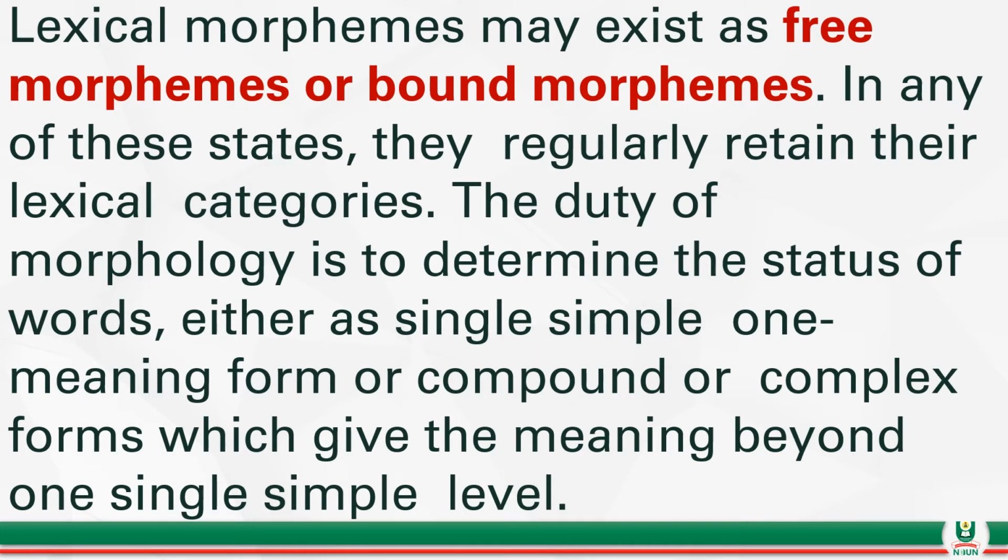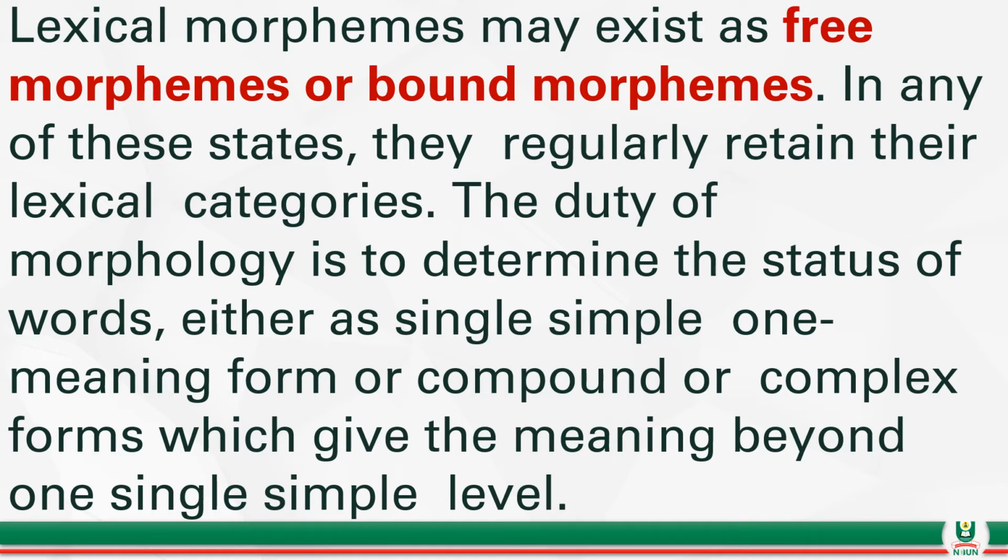So lexical morphemes may exist as free morphemes or bound morphemes. That is, lexical morphemes can be divided into two. We have free morphemes and we have bound morphemes. Free morphemes are morphemes that can stand on their own and they will be meaningful, while bound morphemes are morphemes that need to be attached to free morphemes before they can be meaningful.